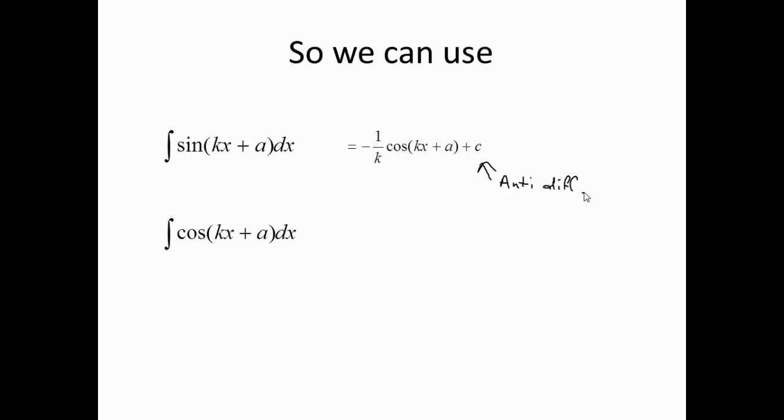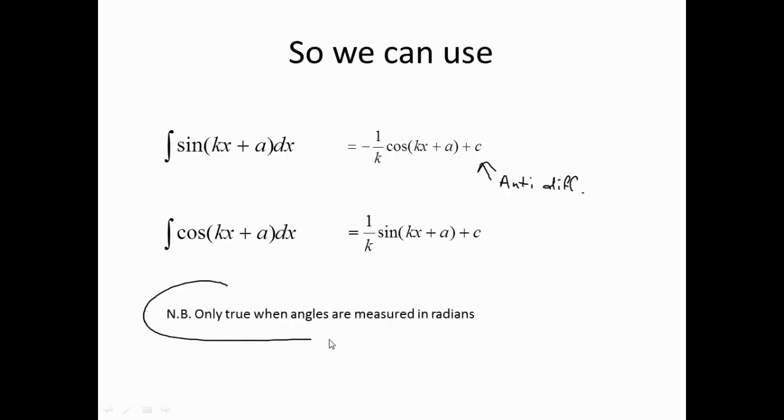Now let's do the antiderivative of cos(kx + a) with respect to x. That gives us 1 on k sine(kx + a) plus c. Okay. Important. We're talking about angles measured in radians. If they ask the angle in degrees, this doesn't work. This doesn't hold for us, so we're dealing with radians in this situation.